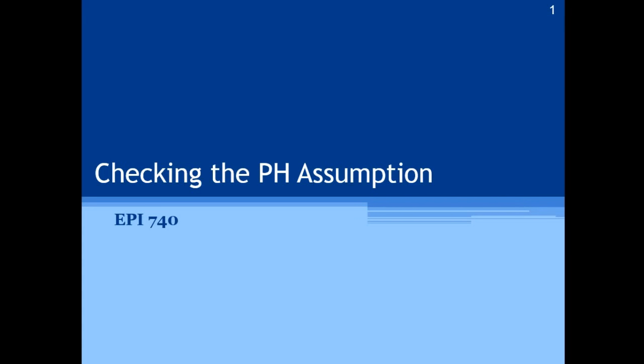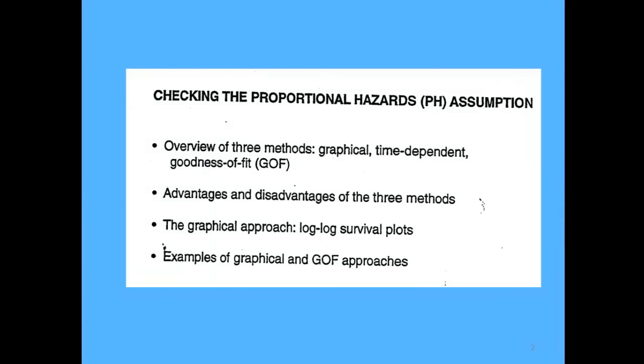So then we spent the last class talking about checking the proportional hazard assumption. How can you determine whether it's okay to use this model? And basically, we talked about three approaches. A graphical approach, and there are actually two alternative versions of the graphical approach, and the one we focused on, and the only one you're going to be asked about on the exam, if at all, is the log-log approach, where you have to look at log-log curves to determine whether they're parallel or not.